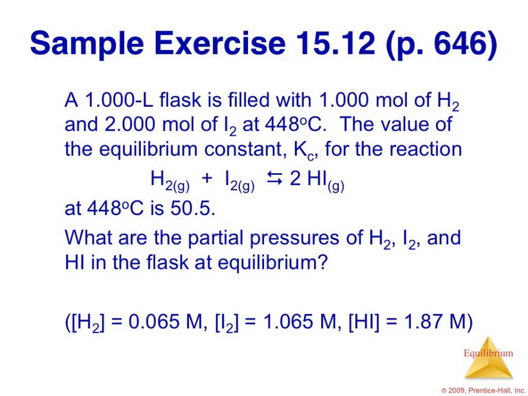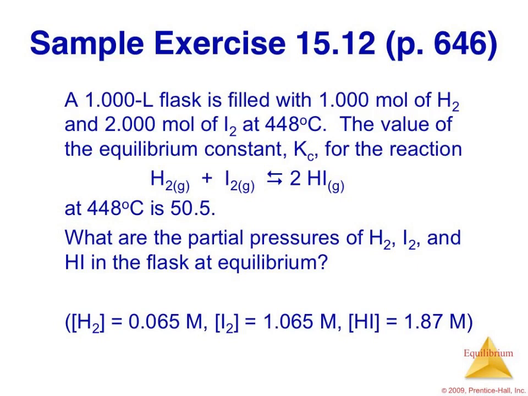They want the partial pressures of H2, I2, and HI at equilibrium. Okay? And we don't know any of the equilibrium concentrations at this point. Now what we did in the last section, we were given an initial concentration and a final concentration for at least one of them so that we could figure out the change if we did an ICE table. Well, we're going to do an ICE table here, but this ICE table is going to be a little bit different, okay?